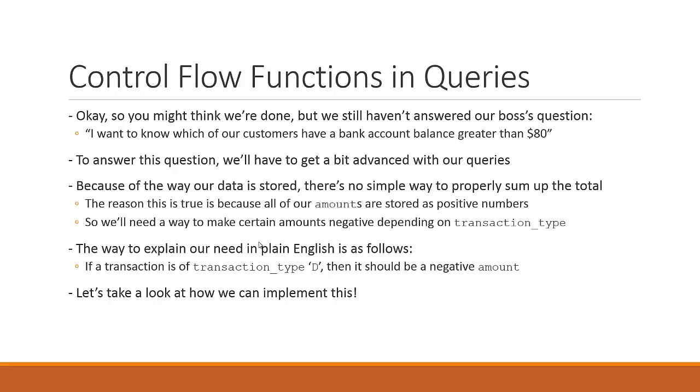Whenever we make a debit transaction, we are removing money from our account. Hopefully that makes sense to you, because right now, as it stands, if we were to just add up all the numbers, it would just become more and more positive, and everybody would apparently have more than $80 overall in their account. When in the real world, in actuality, that would not be the case. So we need to do something special here. The way to explain our need in plain English is as follows: if a transaction is of transaction type D, then it should be a negative amount. Does that make sense? That's a very simple way to state it in English. So let's take a look at actually how we can implement this.